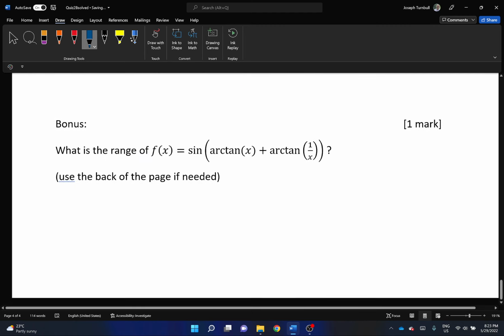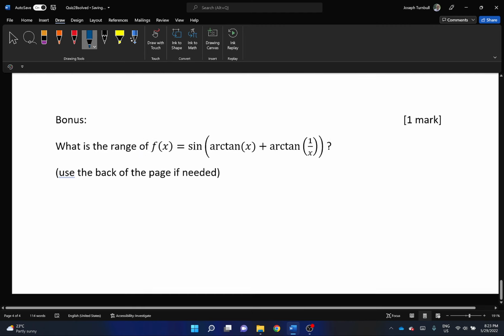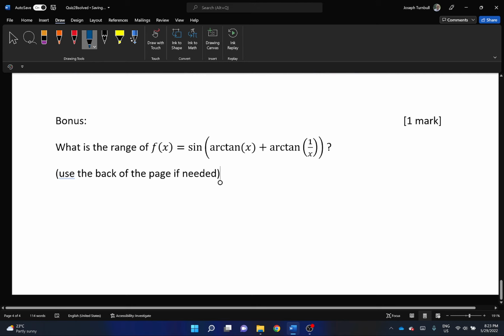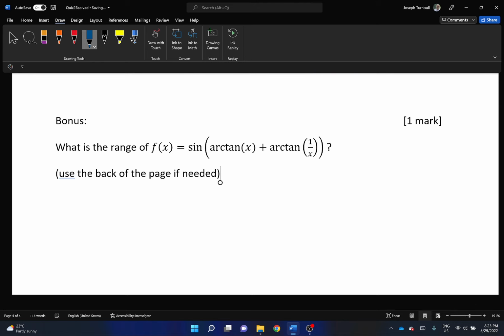Okay, last part is the bonus. What is the range of the sine of the arctan of x plus the arctan of 1 over x? Inverse functions give you angles. So if I look at, let's say the second one, arctan of 1 over x, that's going to give me an angle theta. I'm going to take the tan of both sides, use the cancellation law, and we get tan theta is equal to 1 over x.